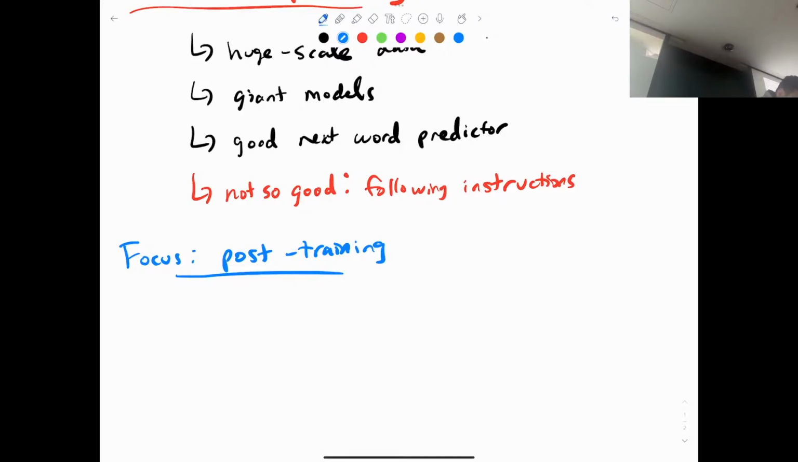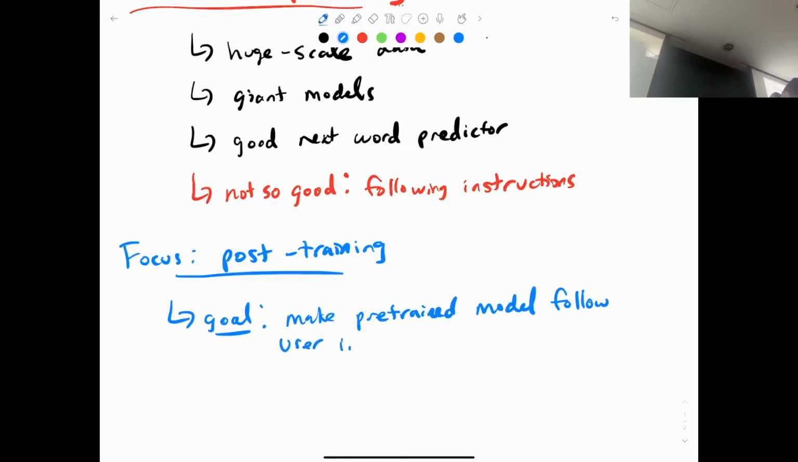So the high-level goal here is to make the pre-trained model follow user instructions better. So we will see, early on in this next block, we will talk specifically about very concrete instructions, like write a story about this.